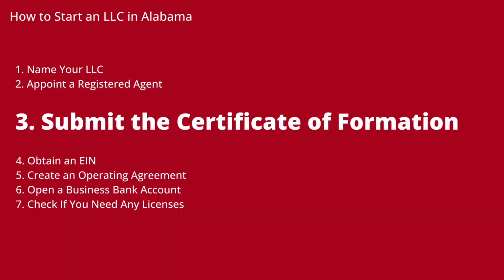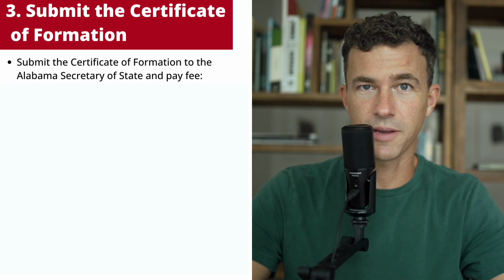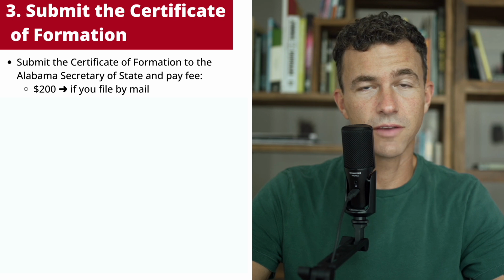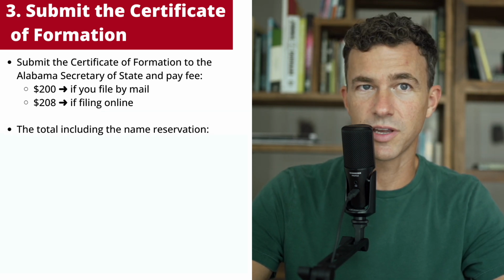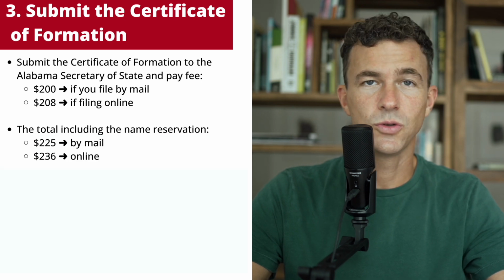Step 3, submit the certificate of formation to the Alabama Secretary of State and pay the $200 filing fee if you file by mail or $208 when filing online. The total, including the name reservation, is $225 by mail and $236 online.